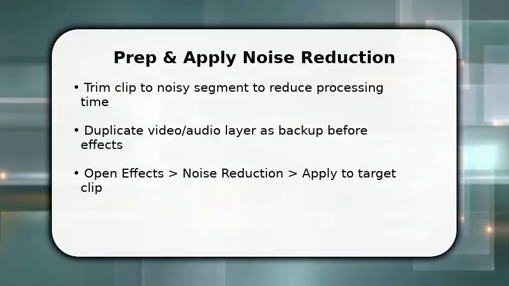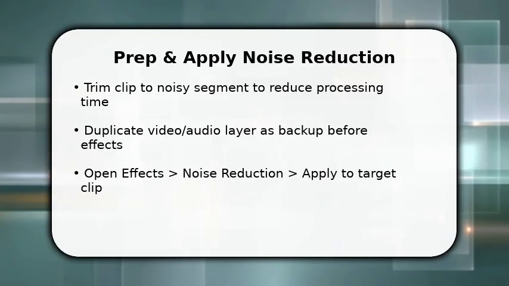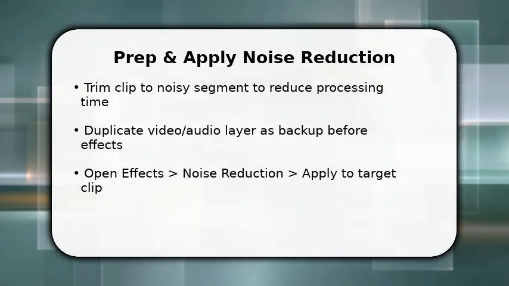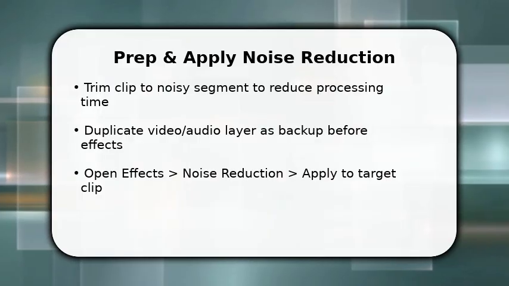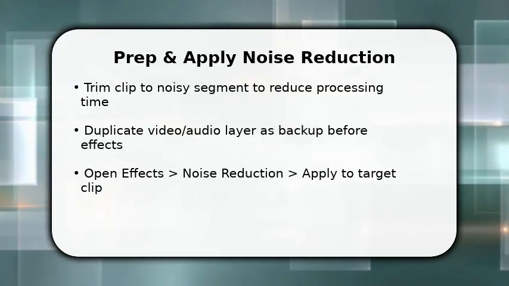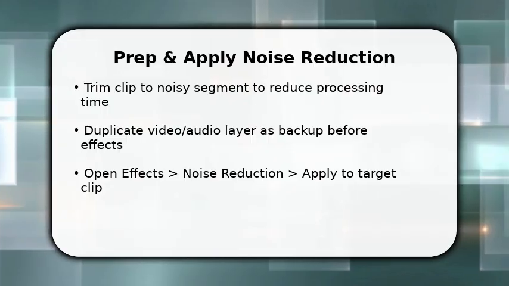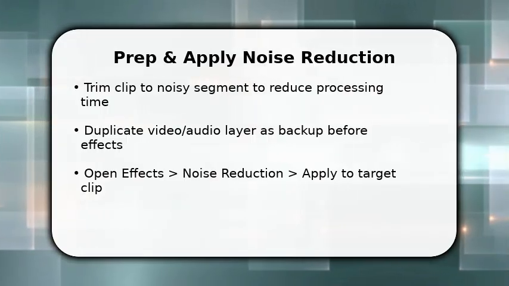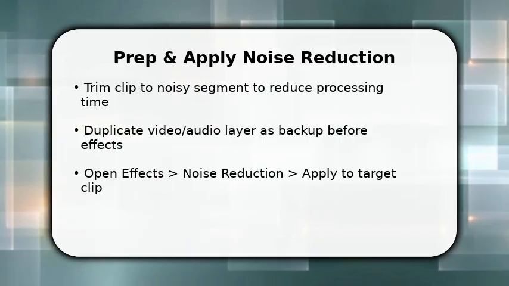You start by isolating the noisy portion and duplicating the clip so you have a non-destructive backup. Once done, open the Effects panel and apply Premiere's Noise Reduction effect to the audio or video layer. You do this first because a targeted application saves rendering time and avoids altering clean footage.